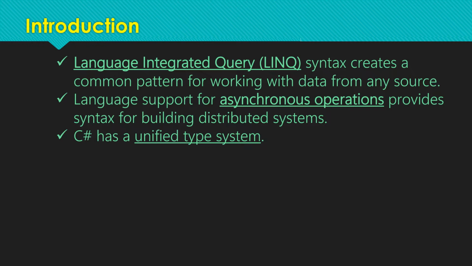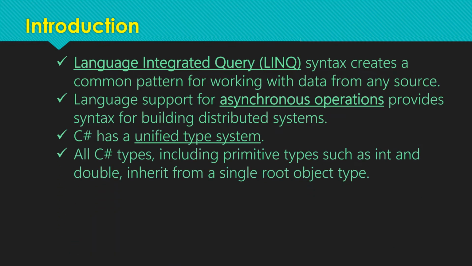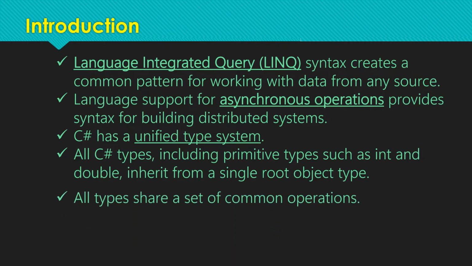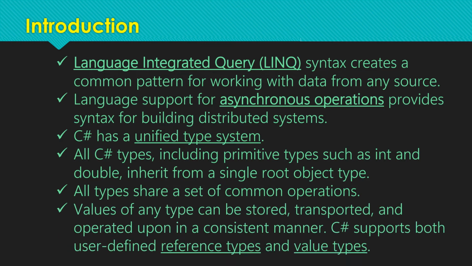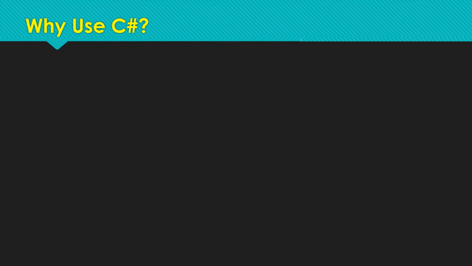C# also has a unified type system. All the C# types, including primitive types such as integer or double, inherit from a single root object type. All types share a set of common operations, and a value of any type can be stored, transported, and operated upon in a consistent manner. C# supports both user-defined reference types and value types.